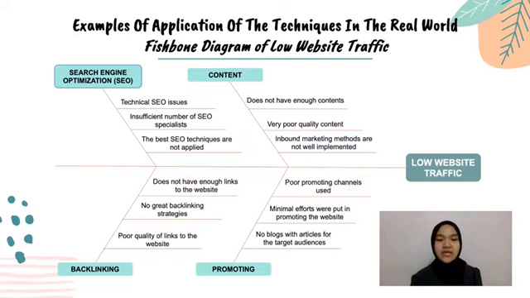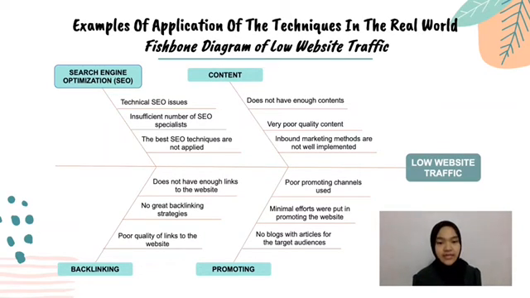For instance, a special website designed for mobile. Moving on to the third category, it is backlinking. The causes of backlinking problems are the poor quality of links to the website, such as links that are not relevant and do not lead to the website quickly or sufficiently.